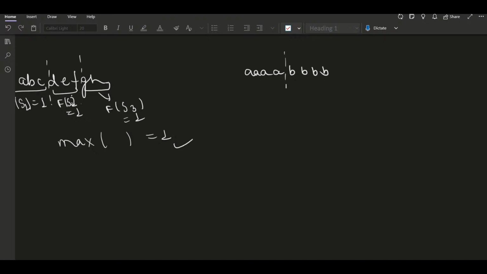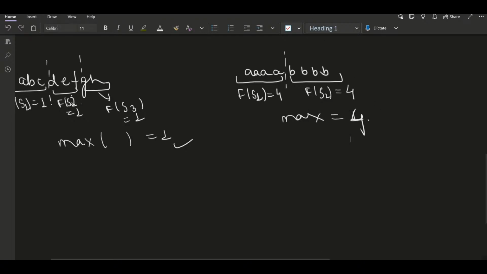So we can clearly see that we have two partitions. For this, f of s1 will be 4, since all the characters are the same and the frequency is 4, so the most frequent character is a and its frequency is 4. For s2, the most frequent character is b, and its frequency is 4, so f of s2 is also 4. Then we need to find the maximum of both, that is 4. That's what we have to return at the end.